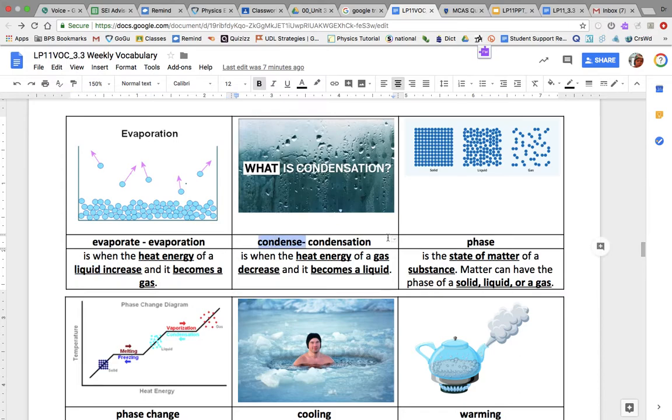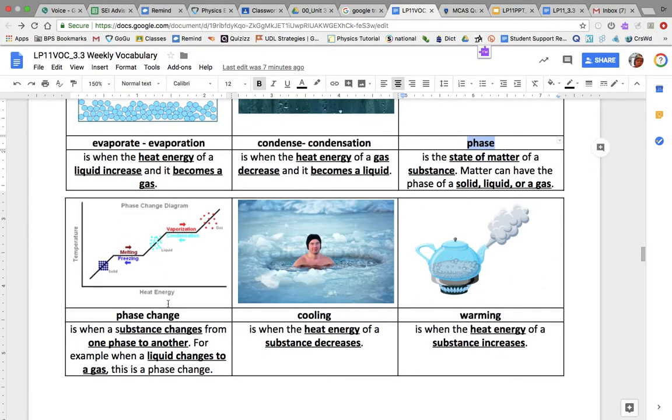So I want you to say all of these words. Let's say condensation. And phase. Phase is the next word for the week. Let's say phase. Phase. This is the state of matter or the state of a substance. In our world, matter can be a solid, a liquid, or a gas. And actually, there's a fourth phase that we're not really going to talk about in this physics class. It's called plasma. But a phase is a state of matter of a substance, and it can be a solid, liquid, or a gas.